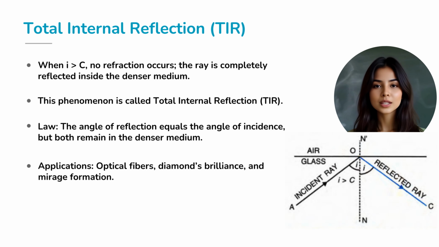Now, what if the angle of incidence is even larger than the critical angle? In this situation, no light escapes into the rarer medium. Instead, the entire ray reflects back inside the denser medium, just like a perfect mirror. This phenomenon is called total internal reflection or TIR. Notice that in this case, the laws of reflection still hold true. The angle of incidence equals the angle of reflection. But all of this takes place within the denser medium itself.